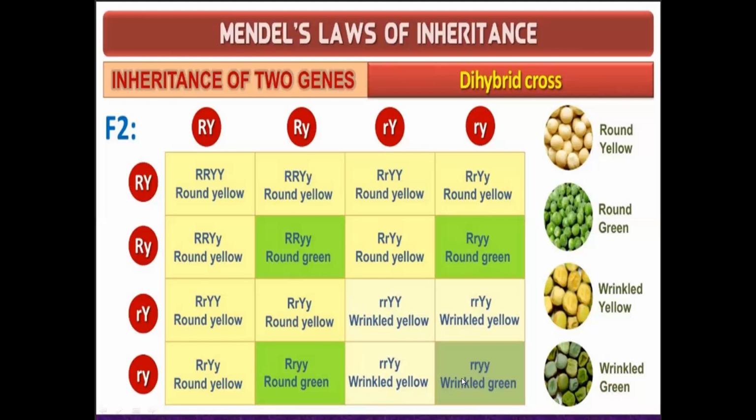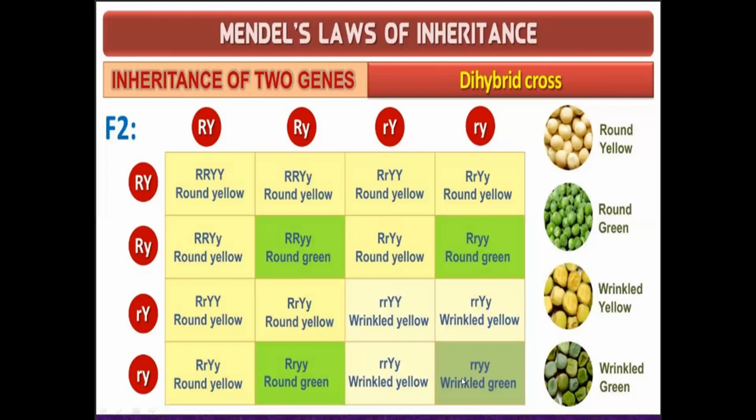Now just tell me how many round seeds are there? Count and tell. Just check only one character which is round. And how many wrinkled? 12 round seeds are there. And how many wrinkled? 4.